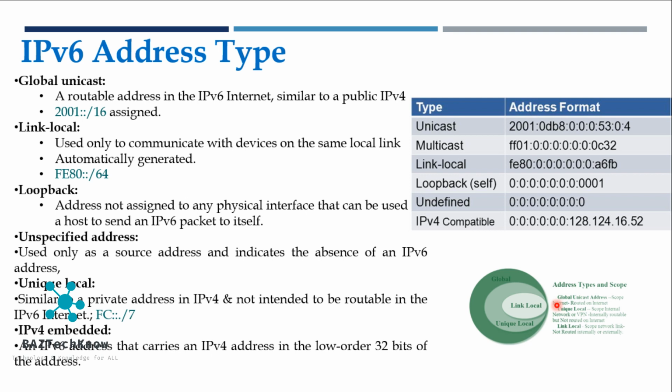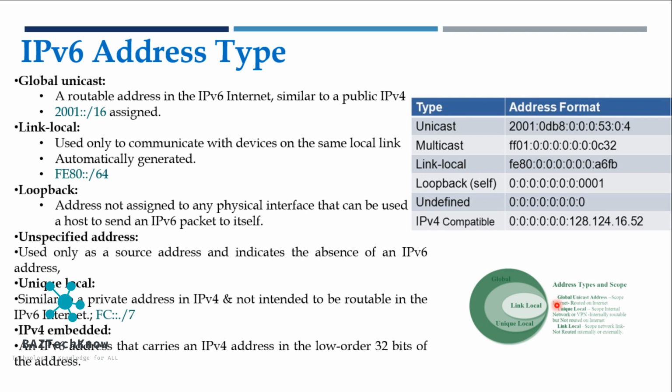Then they assign a random, or you can say a pseudo IP to you, just to check your NIC card is up. So normally in IPv4 you have three addresses: public address, private address, and a loopback address. But in IPv6 you have six types: global unicast, which is the same as a public IP in IPv6, and then link local, which is just to communicate between the local links.